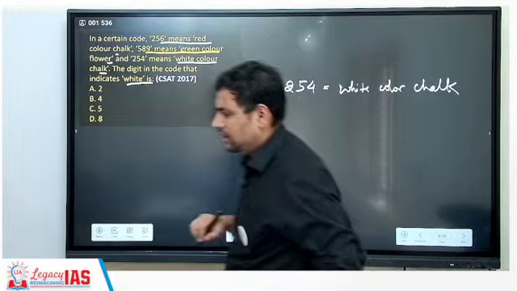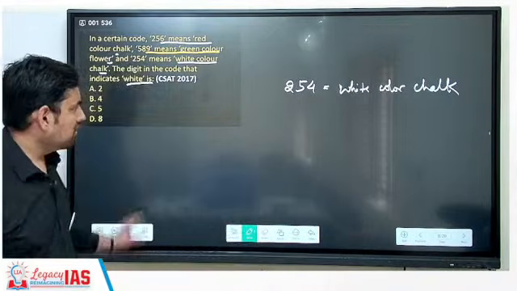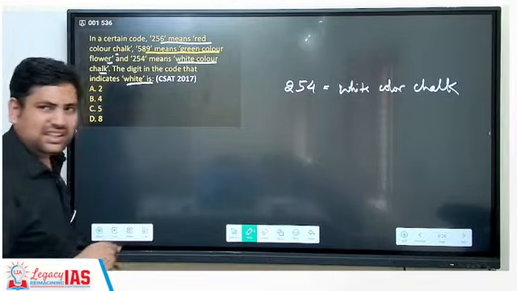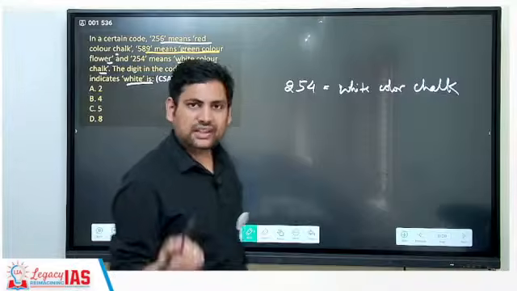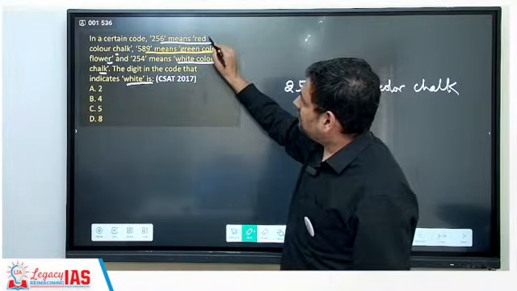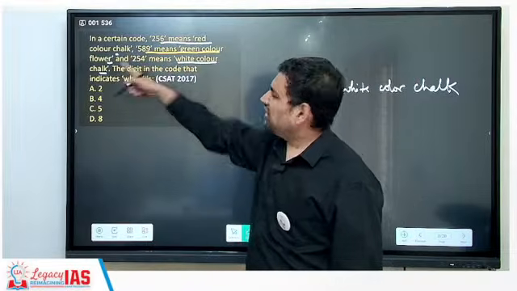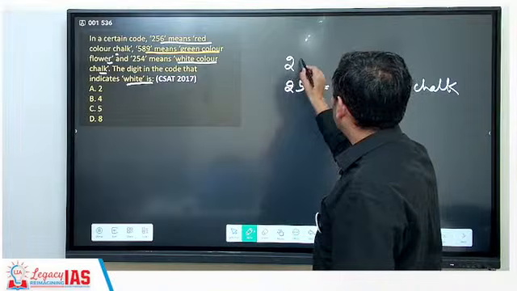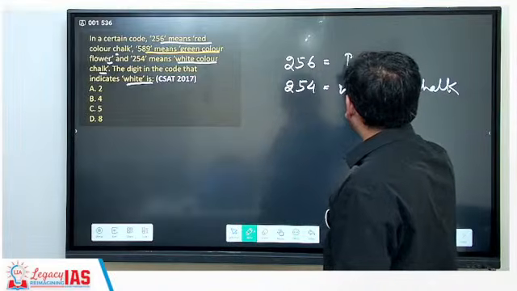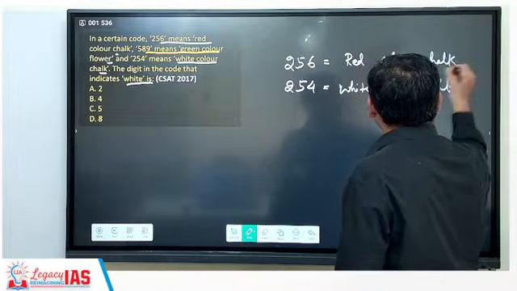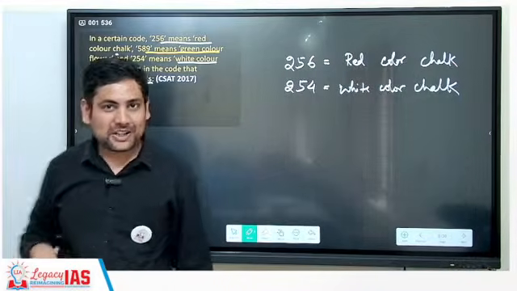chalk. Now, which is the other sentence that I should be taking? This I must take because I want white. Now, the other sentence which has more in common, that is the one we should be choosing. So I choose here, if you look at this, red color chalk, green color flower. So color chalk, this has more in common. So I write here 256 is equal to red color chalk. Now, can you see it as a direct replacement?